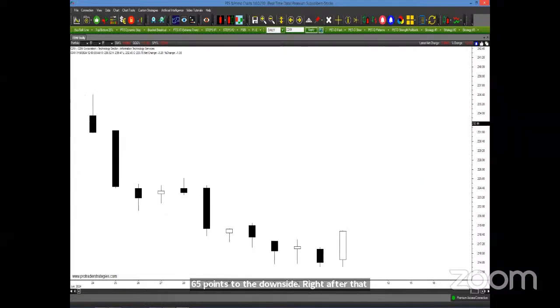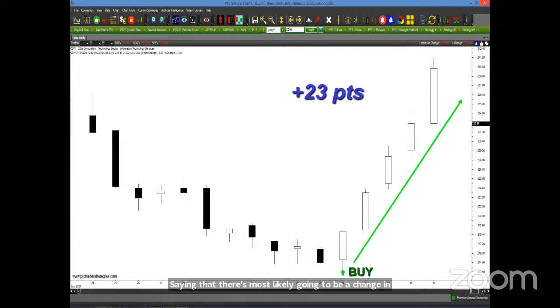Here's an example in CDW, okay, CDW Corp, all right? The market has been going lower. It was on this bar that the PTR generated a buy signal. And it was just about a week ago. Buy signal was generated, saying that there's most likely going to be a change in trend, and 23 points coming into last week, just in 4 days.